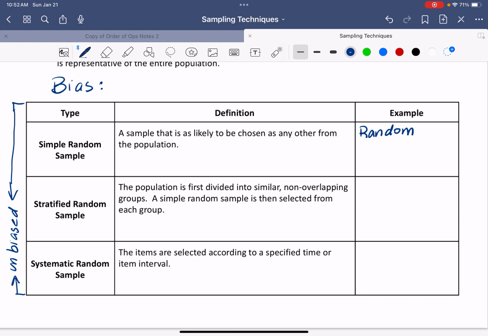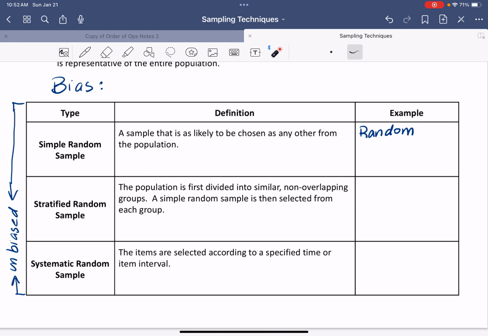Okay, it could be blue, it could be red, it could be green. We don't know, okay? And the red one could be chosen just as easily as the blue one. It's totally random. Kind of like when you play bingo, right? You don't know what you're going to get. It's totally random.